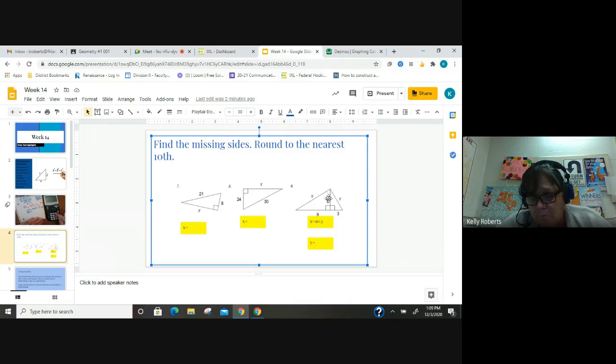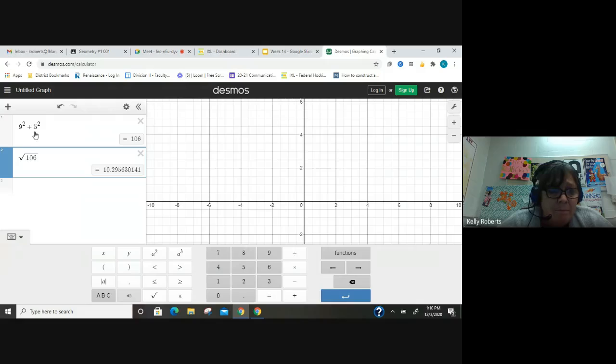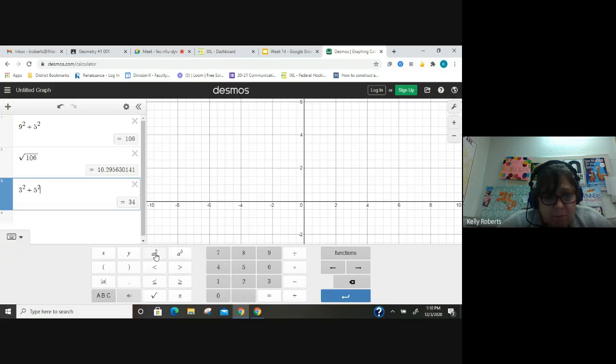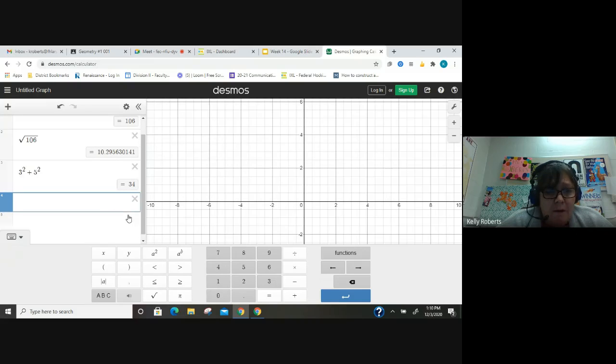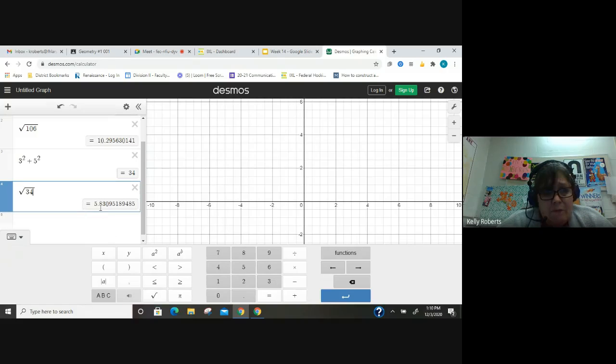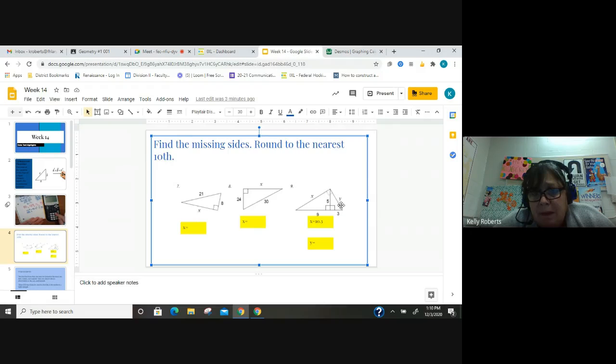10.3. Okay, then to find the other side, it's the same thing. The hypotenuse is the y. So I have 3 squared plus 5 squared equals y squared. So 3 squared plus 5 squared is 34. Okay, 3 squared plus 5 squared equals c squared. That's 34. Take the square root of both sides. And the square root of 34 is 5.8. So this side would be 5.8.